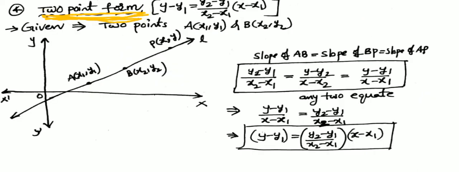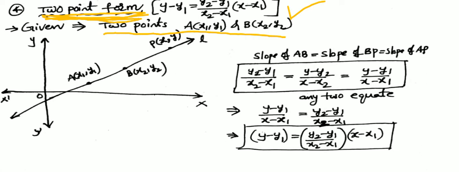Let's see the fourth one, two-point form. The name itself gives you two points. Here they will give two points. One is A (x1, y1), another is B (x2, y2). The formula is y minus y1 is equal to (y2 minus y1) by (x2 minus x1) into (x minus x1).